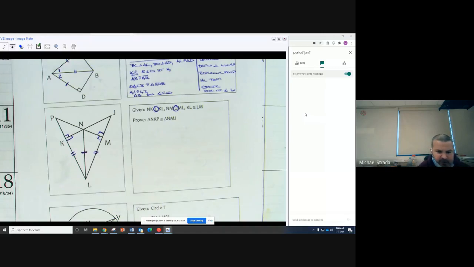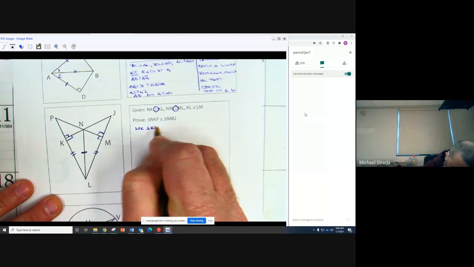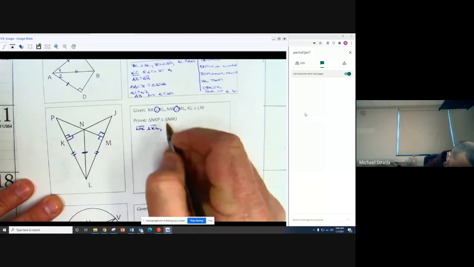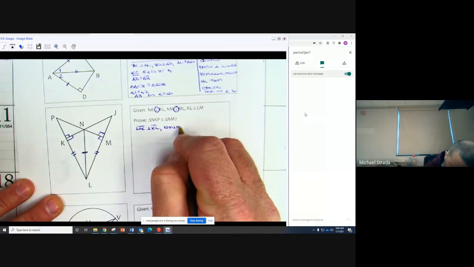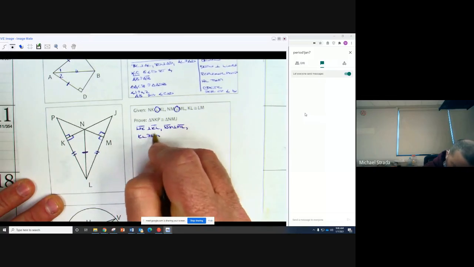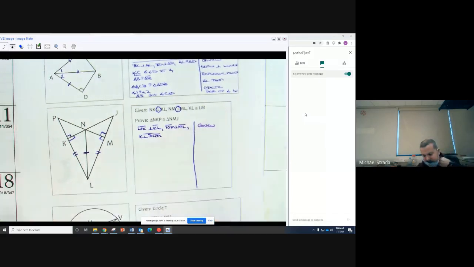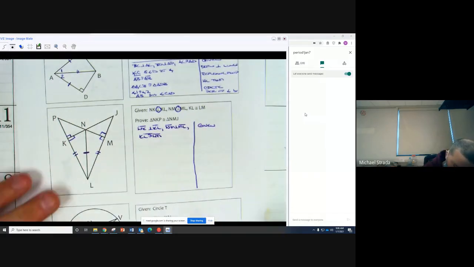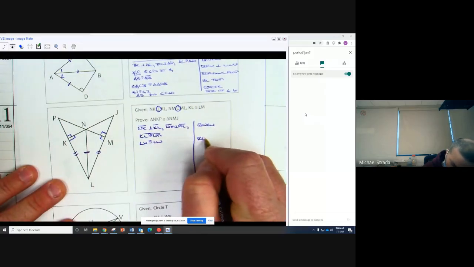So NKP, though, is congruent to NMJ. Uh-oh. Well, that means I'm going to use one pair to do the other. So I'll start with what I'm given, which is NK is perpendicular to KL. NM is perpendicular to ML. And KL is congruent to LM, because it is given to you. All right. Then we included LN is congruent to LN by the reflexive property.